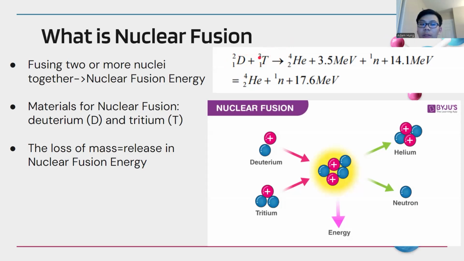And the fusion energy released during this process is due to the loss of mass, as the sum of the masses of the reactants will always be more than the sum of the masses for the products, with the loss in mass being converted into energy. And I have decided to put this graphic here as I feel like it's very interesting to observe how the protons and neutrons rearrange themselves during this process.